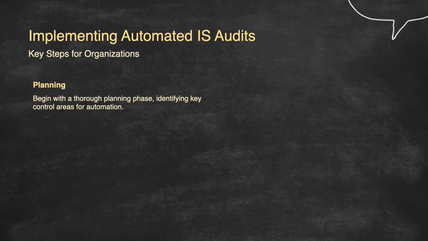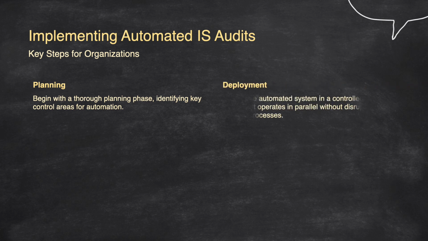During this phase, friends, you will assess your organization's needs and goals and determine which controls are most important to automate. This could include things like access control, data encryption, or network security. By planning carefully, you lay the groundwork for a successful automated audit system that targets the most critical areas effectively.